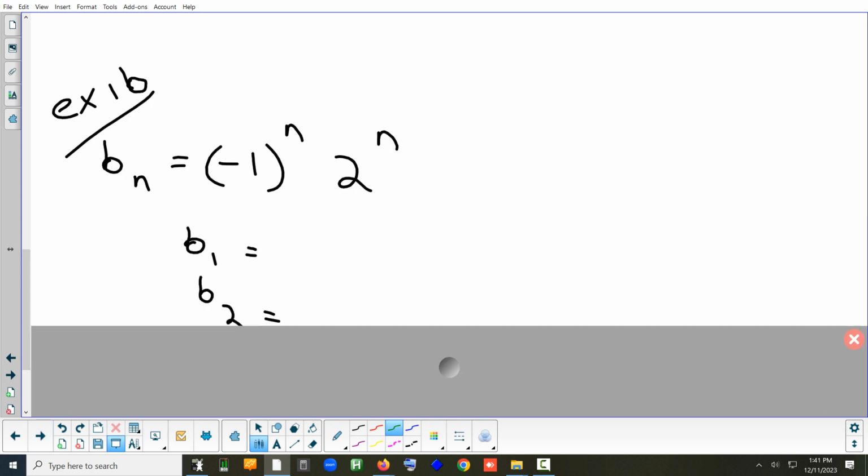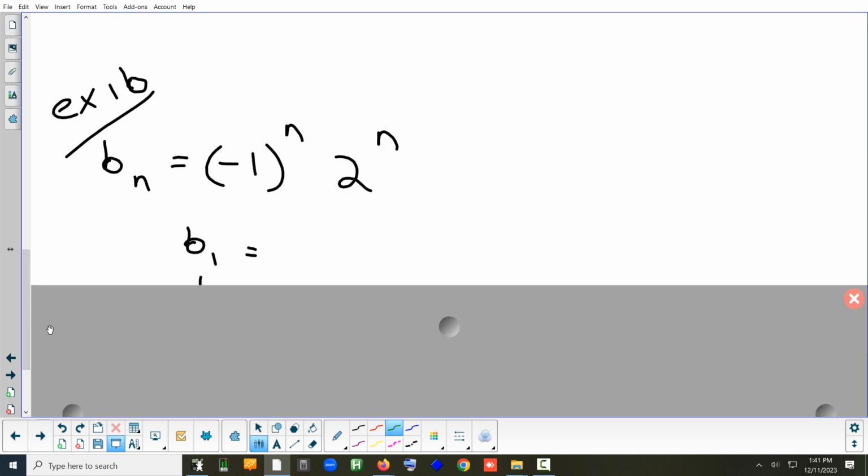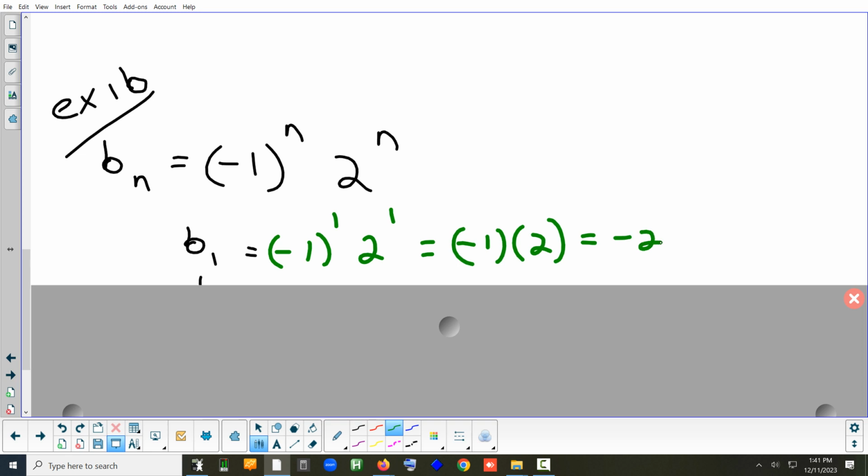All right, let's try this one. So this is sequence B. And sequence B is -1 to the n times 2 to the n. Okay, let's start with the first one. -1 to the first times 2 to the first. Okay, Isaiah, what's -1 to the first power? -1. Yeah, -1. And what's 2 to the first power? 2. And what does that give me? -2. Yep, -2.